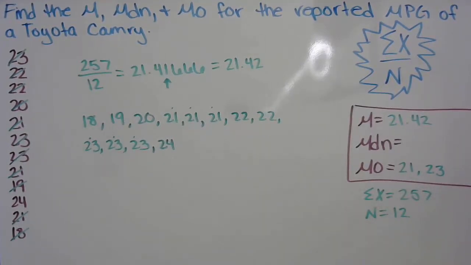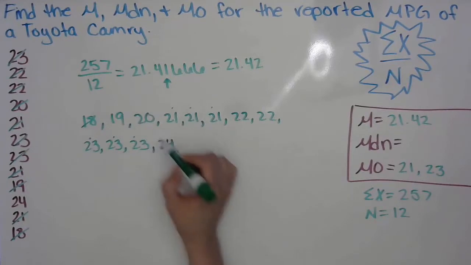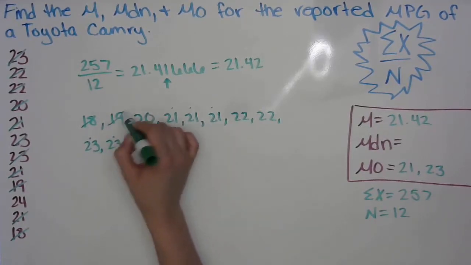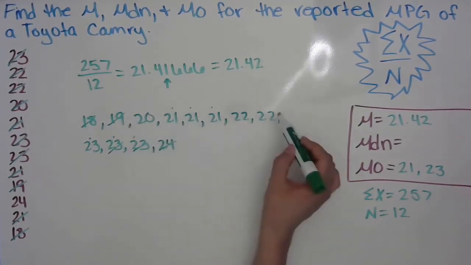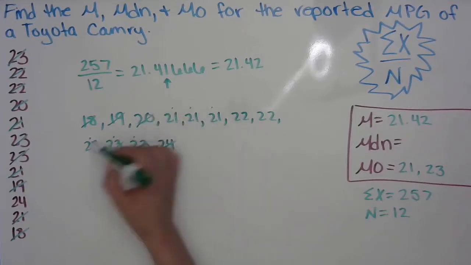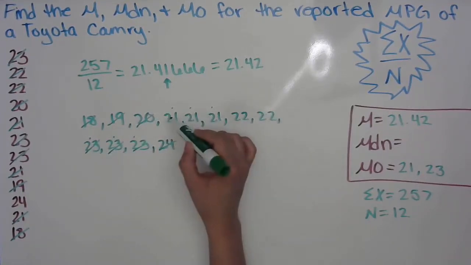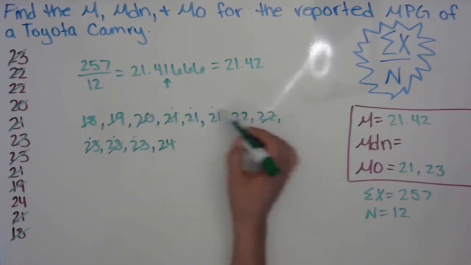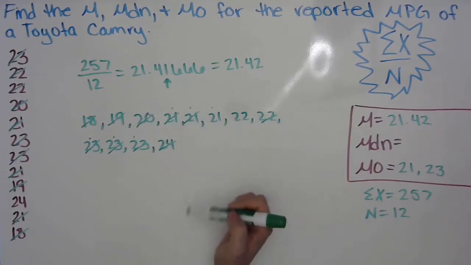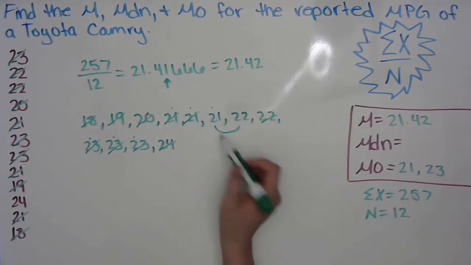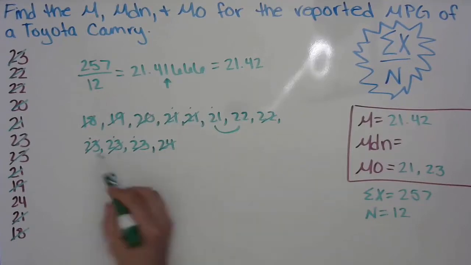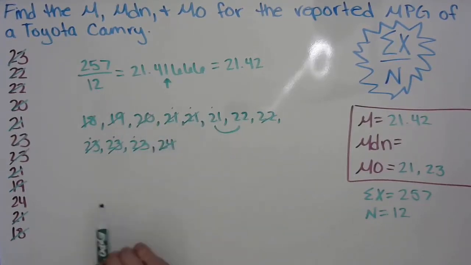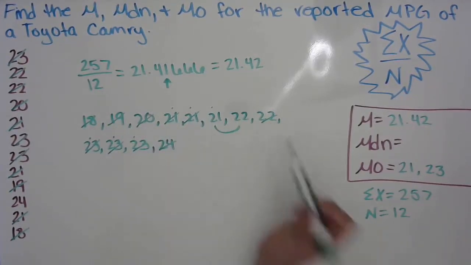Okay, now let's go ahead and find our median. So let's get the number in the middle. I just cross 1 off at each end until I get to the middle. Okay, so we have 2. We have 21 and 22. Now let's double check. We've got 1, 2, 3, 4, 5 on each side. 1, 2, 3, 4, and 5.